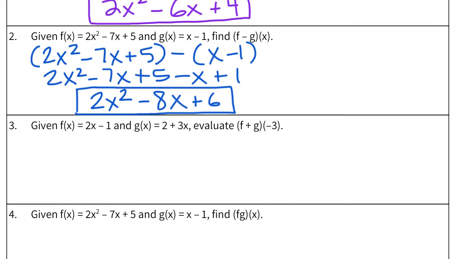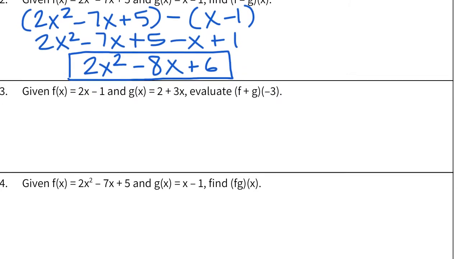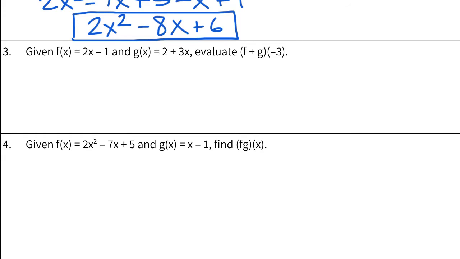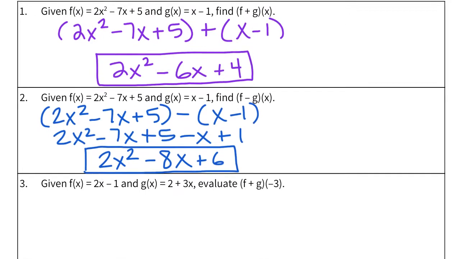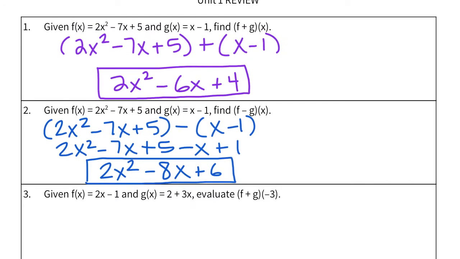Okay, our next problem says given f of x equals 2x minus 1 and g of x equals 2 plus 3x, evaluate f plus g at negative 3. So if you notice on the first two problems, it told us it had an x here. So all we were working with was the function. But in this next problem, it actually gives me a number. So not only am I going to have to perform that addition, they want me to plug in negative 3 once I'm done.